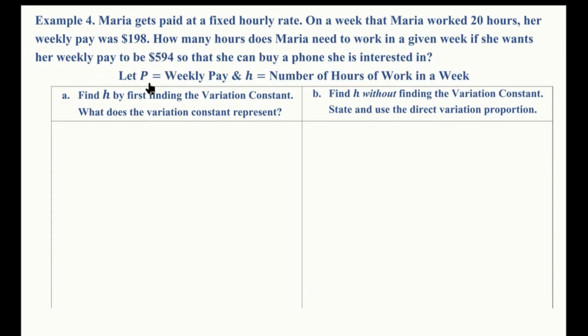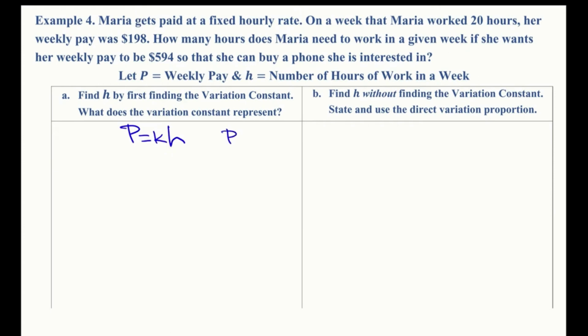All right, so here we're going to let P be the weekly pay, and we're going to let H be the number of hours of work in a week. So notice that our equation is going to be simple. It's going to be P equals some constant of variation times H, right? H is the number of hours worked. So you see what the K is going to be here? That's basically going to be the hourly rate.